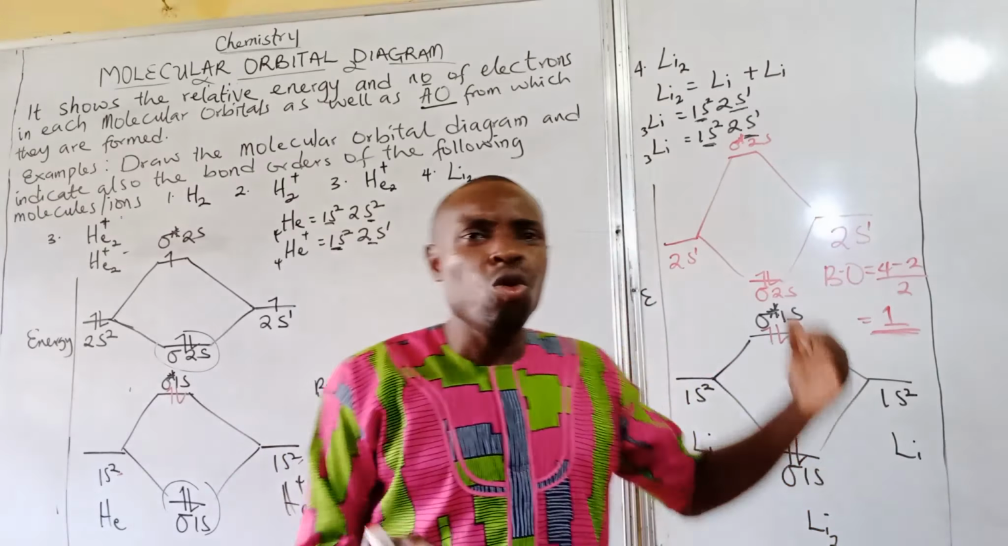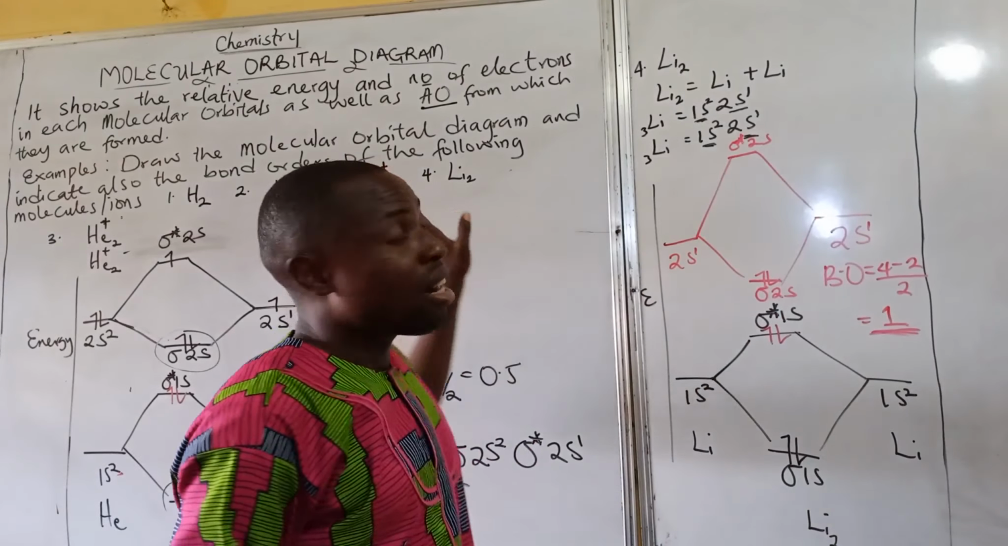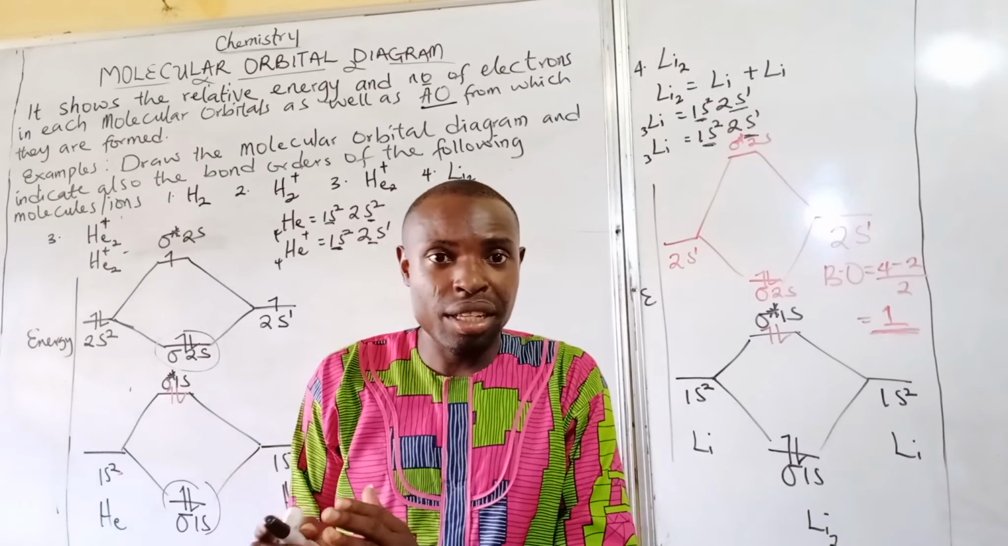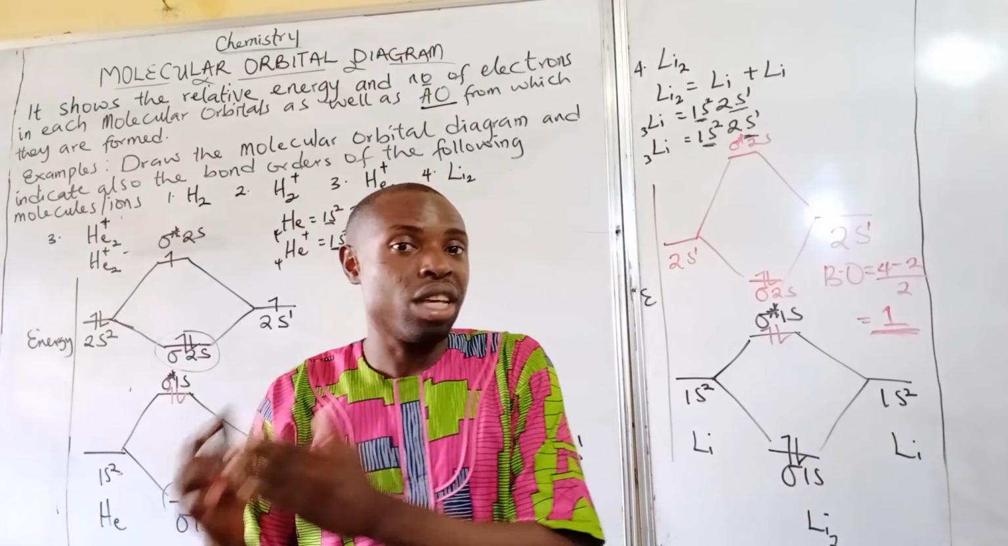Now we are done with the molecular orbital diagram of homonuclear molecules for the first case. Move to the second case in our next video.